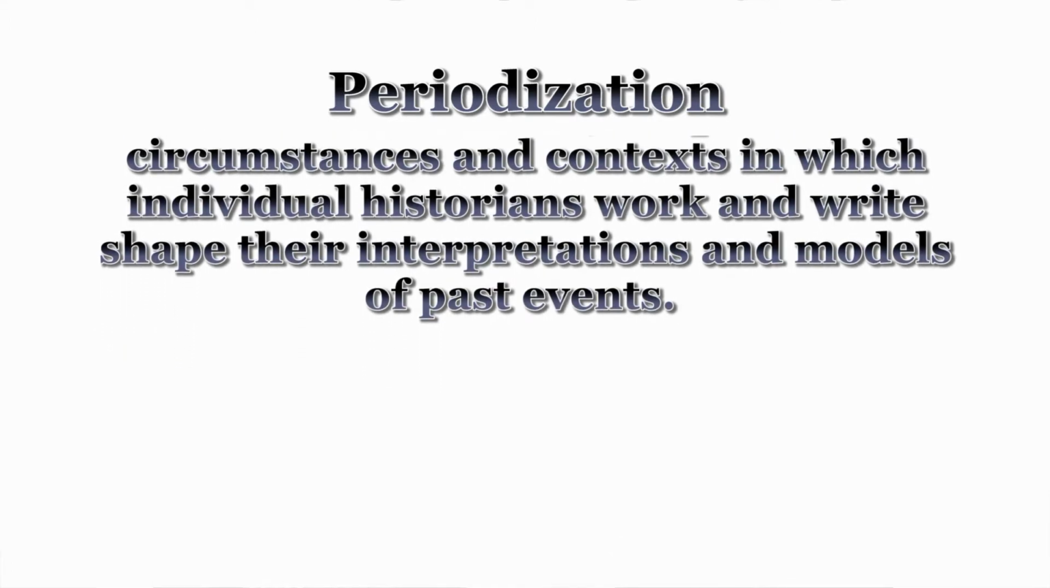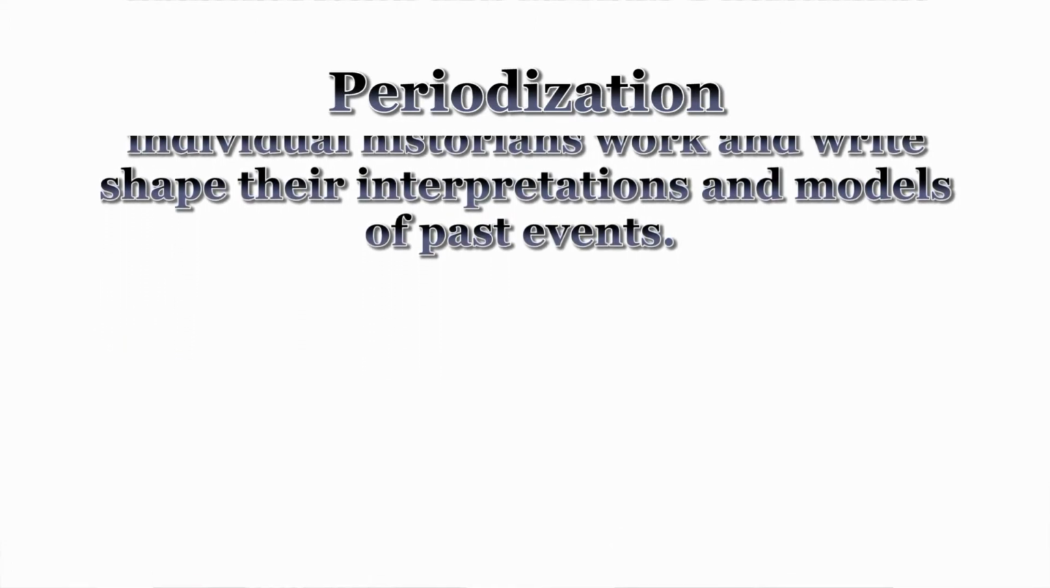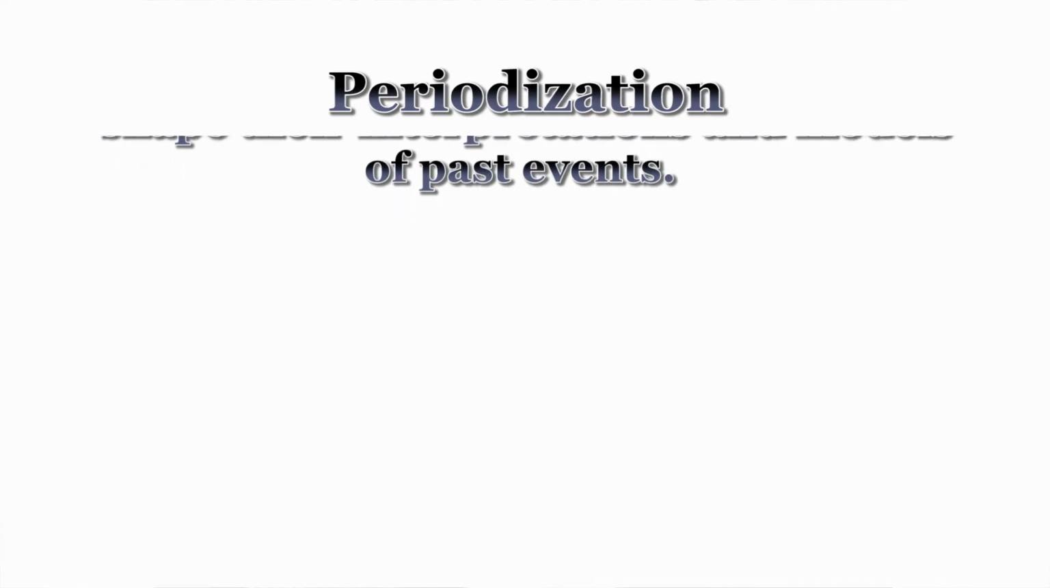Moreover, the particular circumstances and context in which the individual historians work and write shape their interpretations and models of past events. Okay. So let's simplify this a little bit. Putting it more plainly, this means that historians work to break history into a series of turning points, each based on critical events. Okay. Let's reach back for our first example. Christopher Columbus landing in 1492 began a period of exploration and discovery in the Western Hemisphere. And that's it.